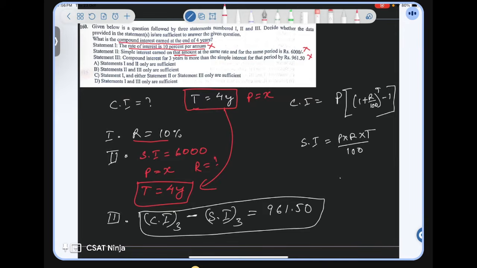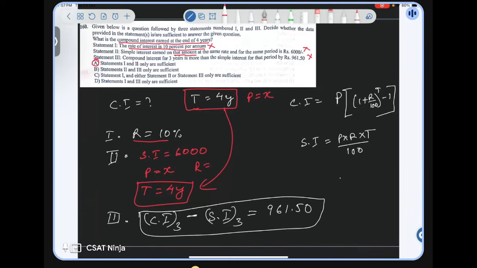Now, since we are unable to solve this question by each statement, let us combine two statements each, or three, or all the statements. So if I am to combine all the statements, let me combine 1 and 2 once. Is there in the option? Option number 1 says only statement 1 and 2 alone are sufficient. So let us check for statement 1 and 2.